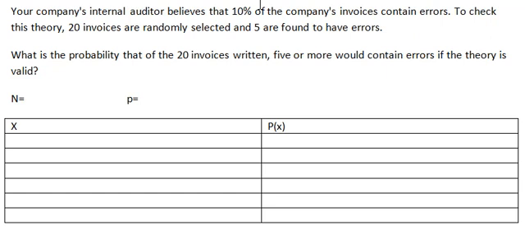Okay, so what we're going to do is look at the binomial probability distribution. Let's identify, when you're looking at a binomial probability distribution, the first thing you want to do is look at the set number of trials. In this case, we have 20 trials, so our N is 20. Our probability of success in this case is going to be 10% or 0.1.